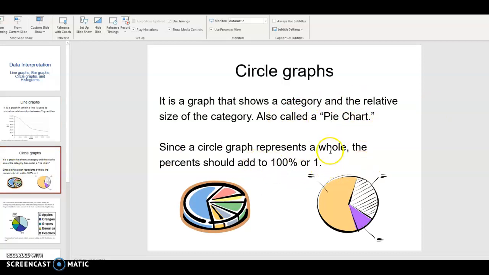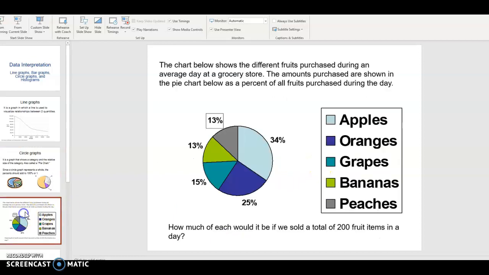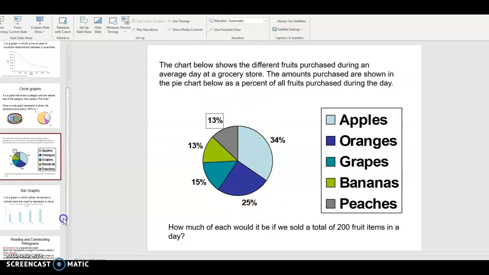And if you went to a circle graph, it's also called a pie chart. Just remember, a circle graph represents the whole. So if you have your units of measure in percents, it's going to add up to 100%. If it's given in fractions, it's got to add up to 1. You can see an example here. I'll let you work through this yourself so that I can go ahead and go to the next one.